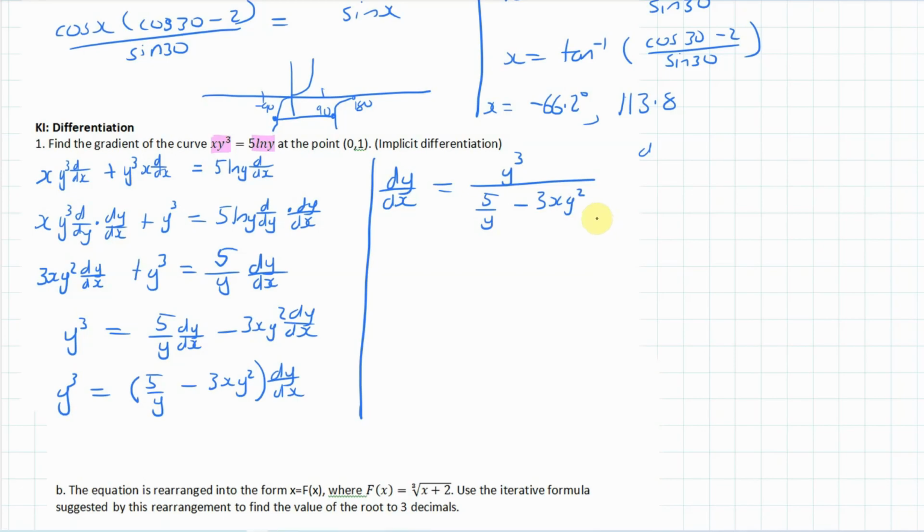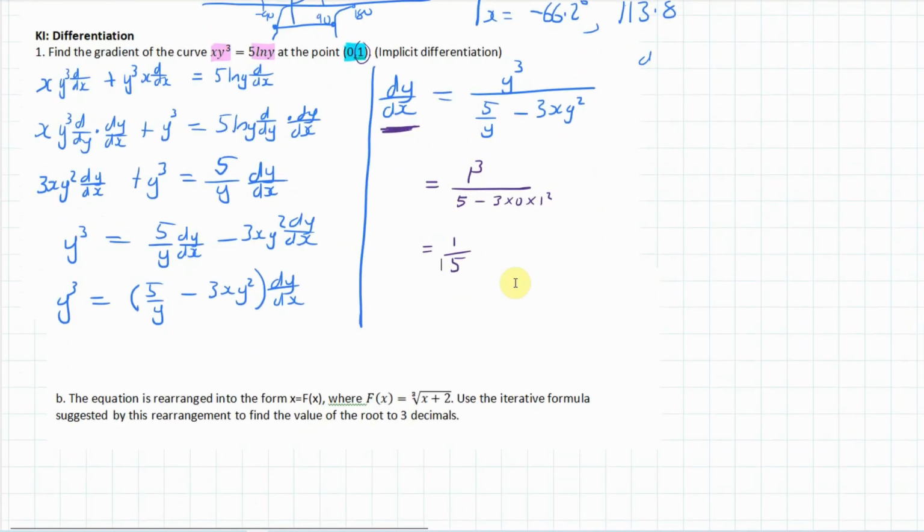And now I want to know the gradient at the point 0, 1. So 0, 1, I can now use the gradient function. So this is my gradient function. Okay, it's going to be equal to, now what's the value of y? 1, so 1 cubed, right? This 1 here, all over 5 over 1, which is just 5, isn't it? Minus, now 3 times 0 times 1 squared. So we end up with 1 cubed over 5, which is just 1/5. And we're done.